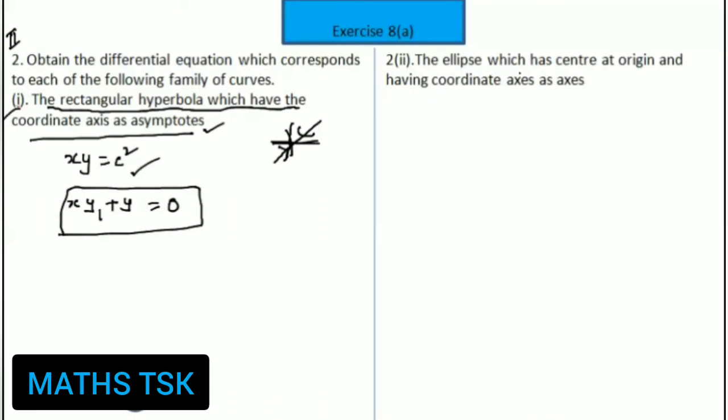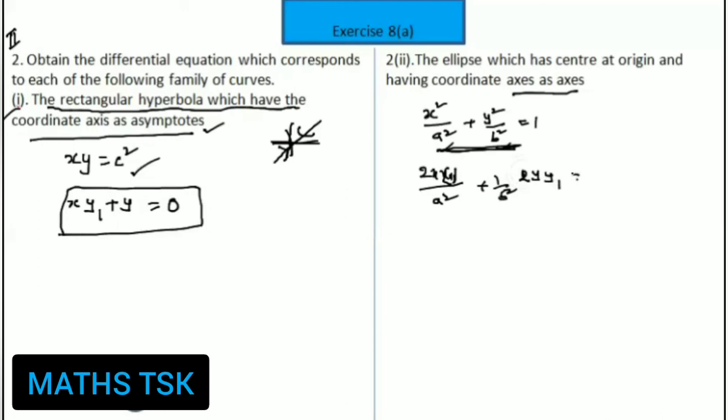Right. Second one, the ellipse which has its center at origin and having coordinate axes as axes. So I think everyone knows the equation as x square by a square plus y square by b square is equal to 1. Differentiate. Since it contains two constants a and b, we have to differentiate twice. So first derivative: 2x by a square plus 1 by b square into 2y y1 is equal to 0. 2 gets cancelled. So y1 by b square is equal to minus x by a square.